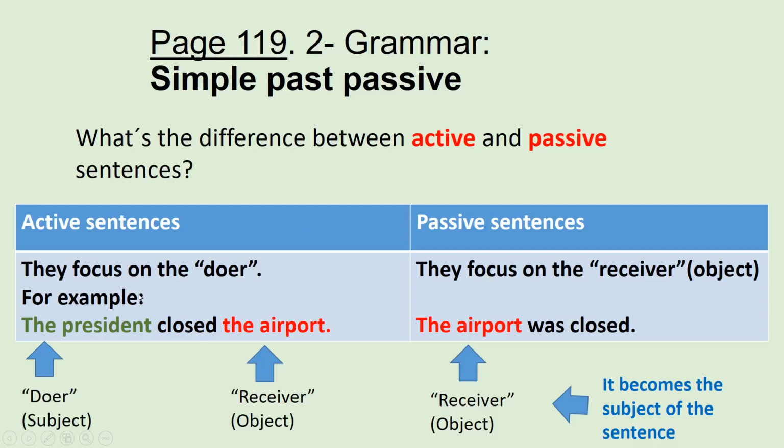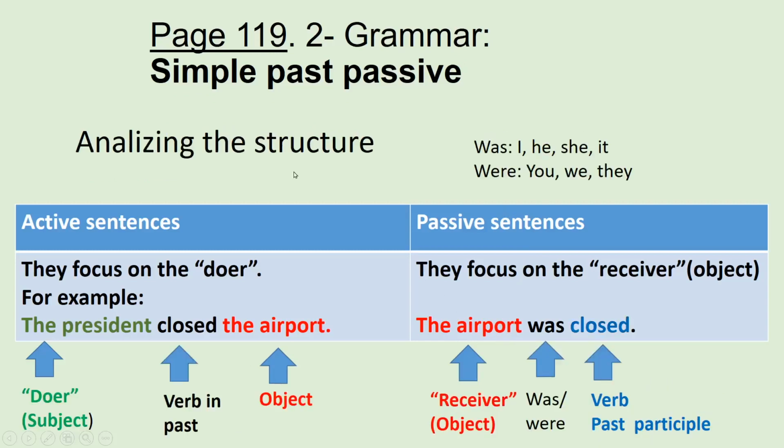So now in this case, we have: the president closed the airport. Who's the doer of the action? In this case, it is the president. What did he do? He closed, right? And what? It was the airport. So this is the object. So the airport was closed. This would be the passive sentence.